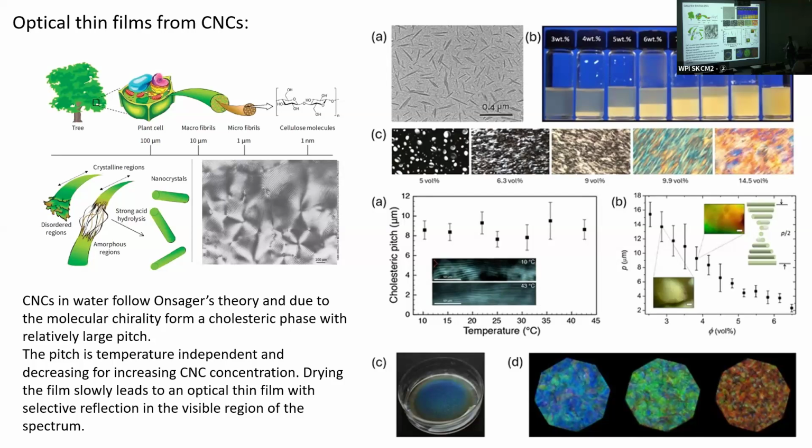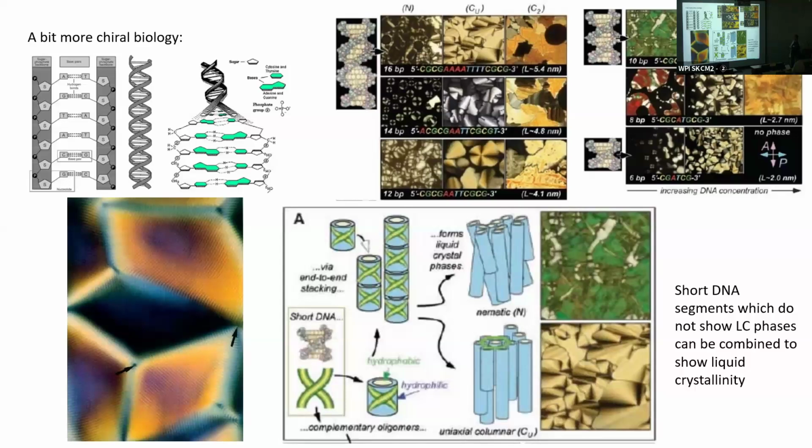And you can make these films relatively big. This is 5 centimeters here. And so you can make optical solid films on glass plates or whatever, with lyotropic liquid crystals or lyotropic cholesteric crystals.